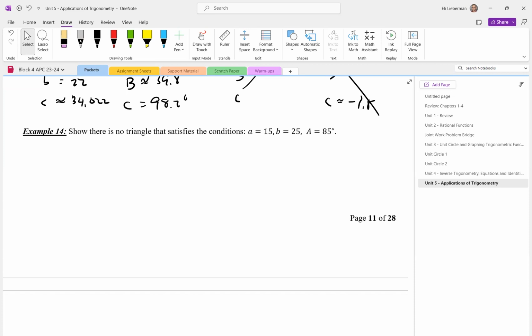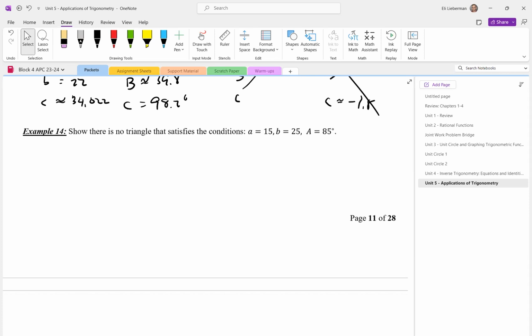We finished number 14? Have you shown that it's not a triangle? Okay. Miles, can you help us out with this one, please?